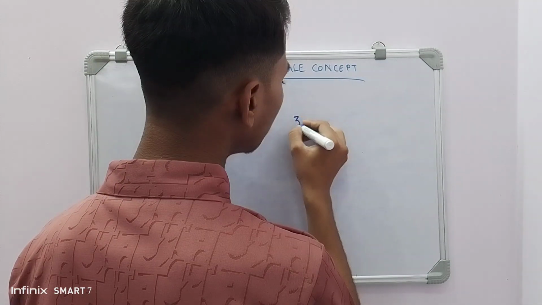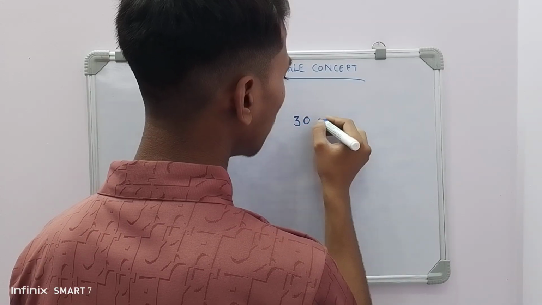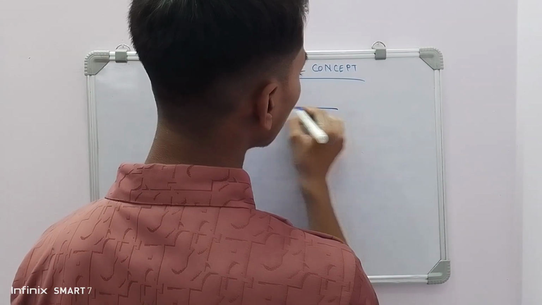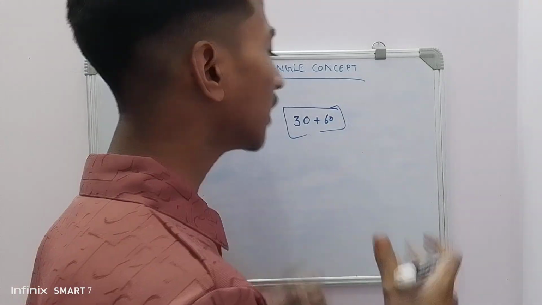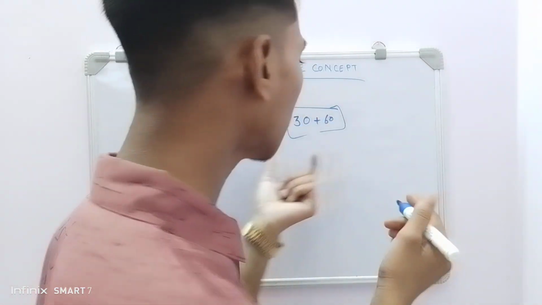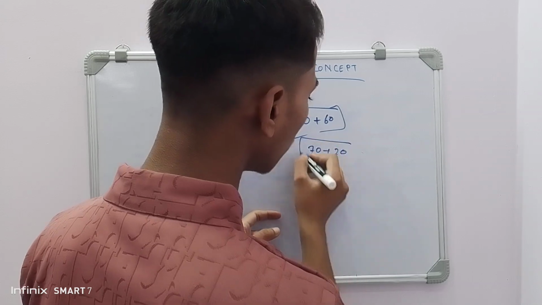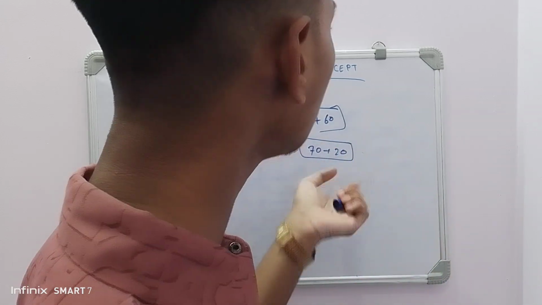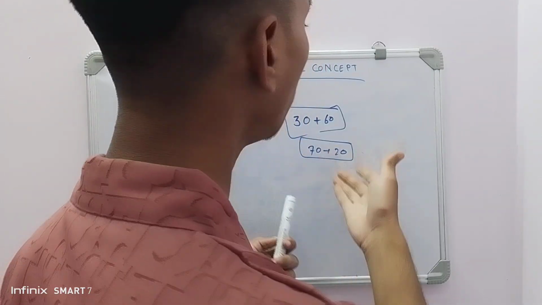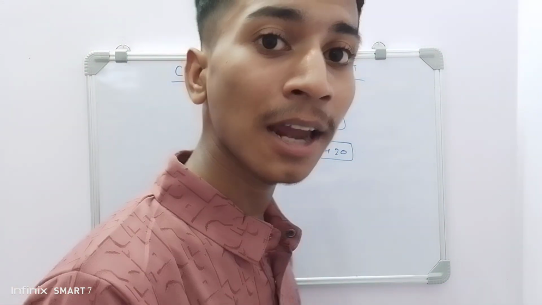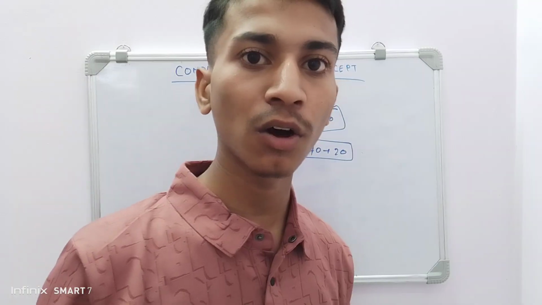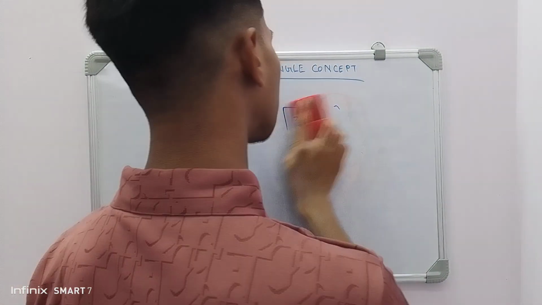Like this, one angle is 30, so the other angle will be 60, so both of them are complements to each other. That means the sum of these is 90, like 70 plus 20. When the sum is 90, then we call it a complementary angle. So how can it be of great use in trigonometry, that I am going to discuss today.